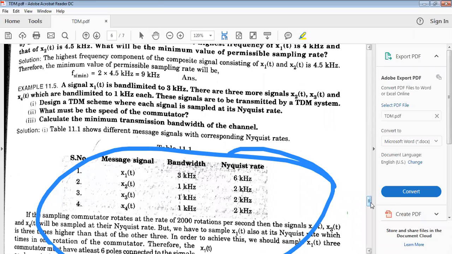Next, a signal X1(t) is band limited to 3 kilohertz. Band limited means the maximum frequency of X1(t) is 3 kilohertz. There are three more signals, X2, X3 and X4, which are band limited to 1 kilohertz. So only X1(t) has a maximum frequency of 3 kilohertz, and all other three have 1 kilohertz maximum frequency. These four signals are to be transmitted by TDM system.